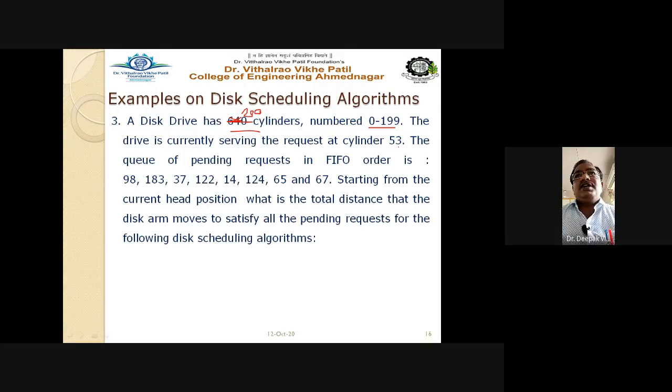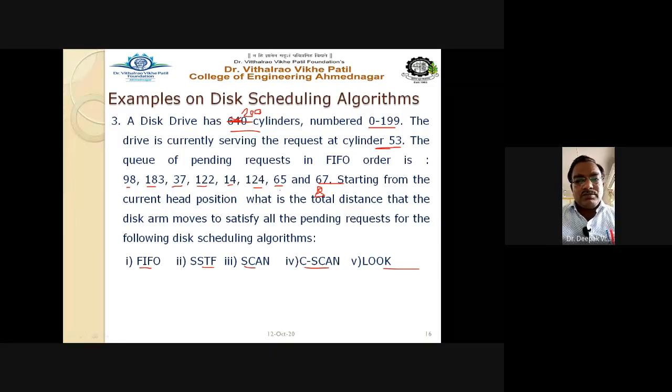The current head position is 53, and the head requests are 98, and so on. 1, 2, 3, 4, 5, 6, 7, and 8. Again, there are 8 requests. And the algorithms we have to solve for the example are FIFO, SSTF, scan, C-scan, and LOOK algorithm. Okay, so see here, the logic and everything is the same. Only numbers are different. In the previous example, 0 to 639 was the range, but in this case 0 to 199 is the range, and the requests are different. Here is the difference in the requests.